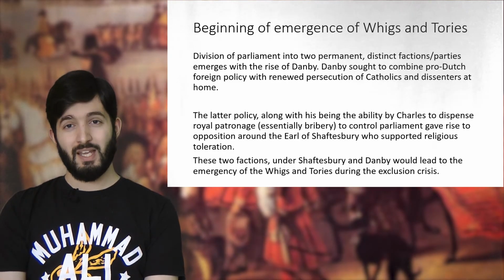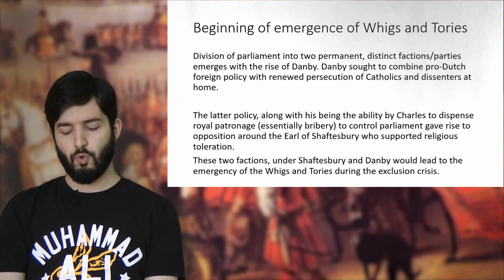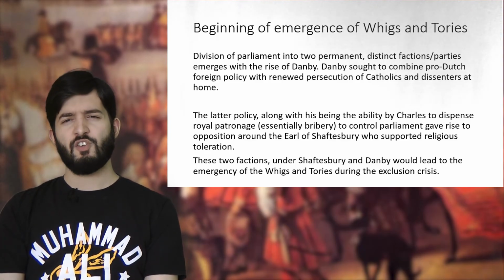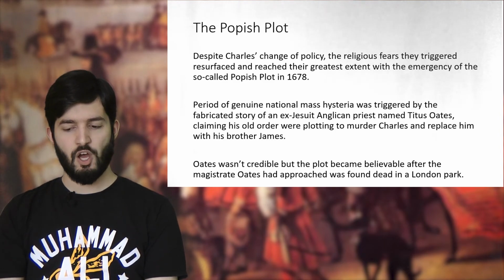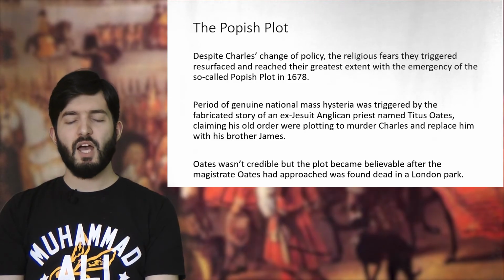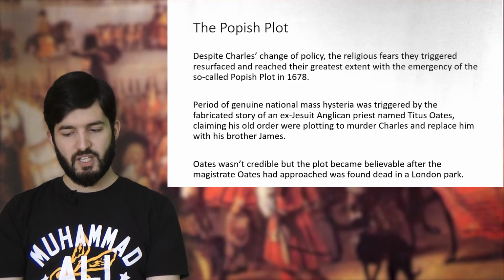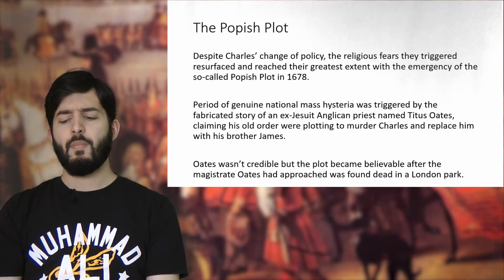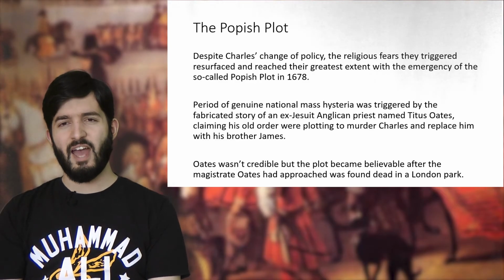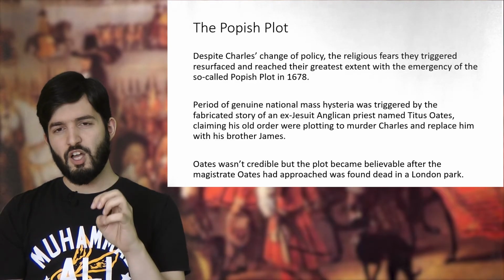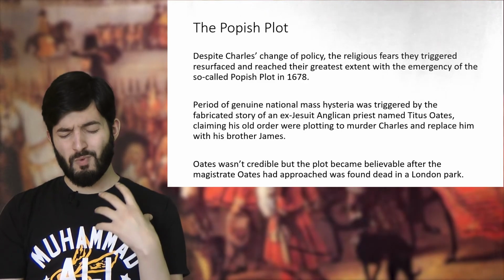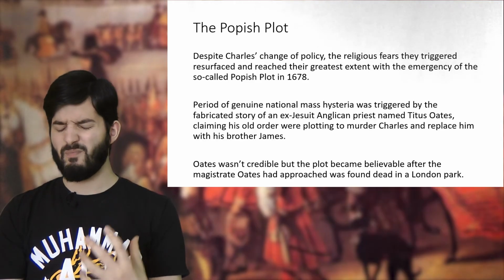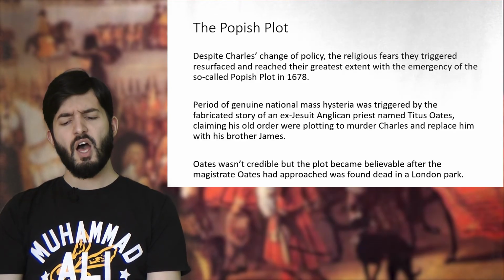So the next major incident, which really sets the stage for the next 10 years, is a rather bizarre incident that triggers mass hysteria across the country. So despite Charles's change of policy, the religious fears that surround him and various religious fears around Catholicism resurface once again and reach their greatest extent with the emergence of the so-called Popish Plot in 1678. Most of you, I imagine, will remember quite a few details about this because as an incident it's quite amusing and rather bizarre and strange.